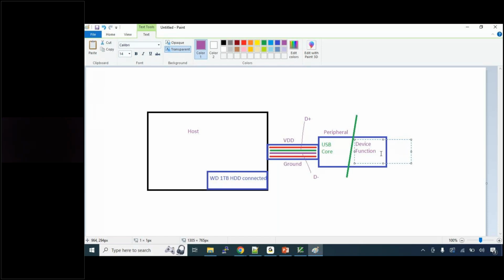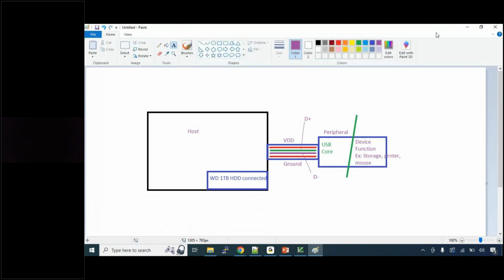It can consist of microcontrollers or anything. Example, storage. Please be on mute. Someone is in printer, mouse, different things. Please be on mute, everyone. Prashant, can you turn off your camera?